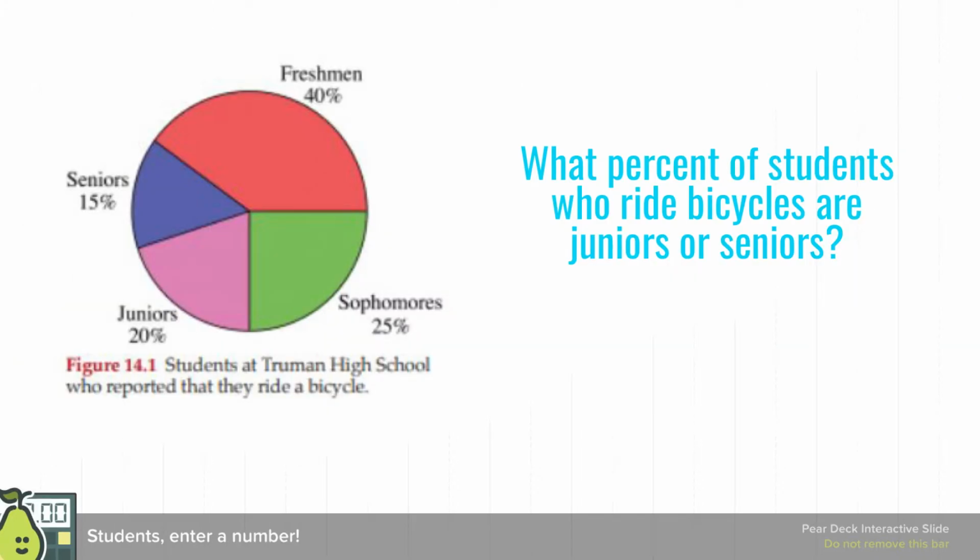All right, so this next question says, what percent of students who ride bicycles are juniors or seniors? Some people get tripped up and they see the word or, and so they do something funky with those percentages. But all you're going to do is take the number of juniors and the number of seniors, and add those percentages. So juniors was 20%, seniors 15%. So that would represent a total of 35%.